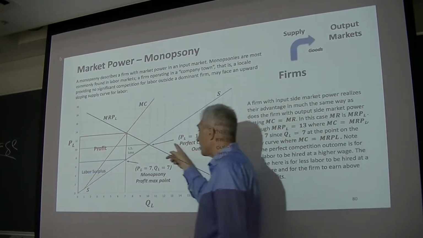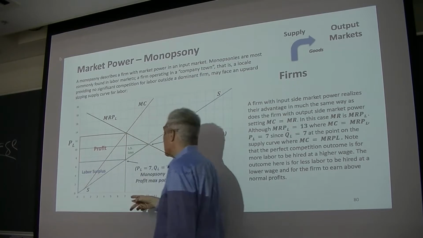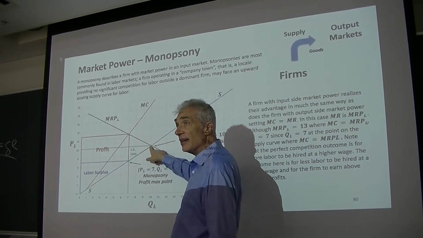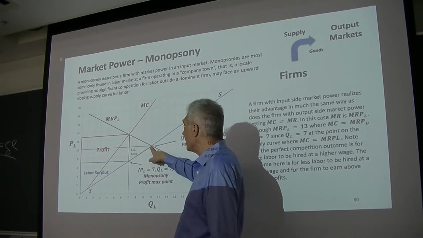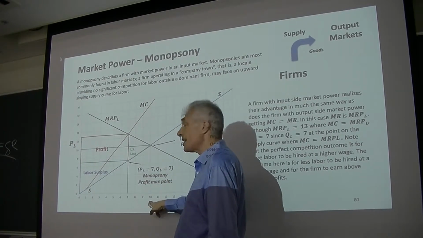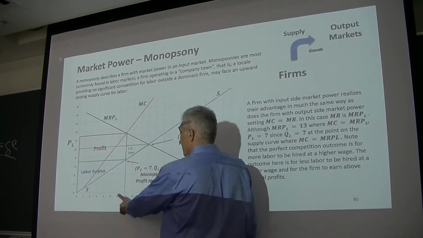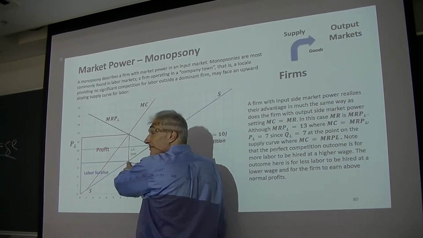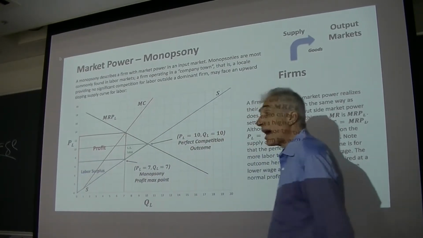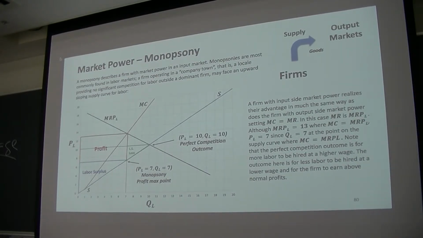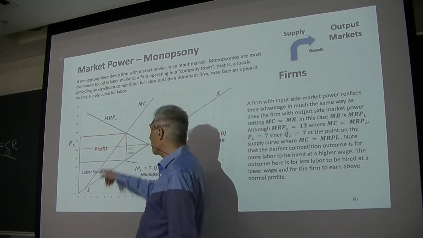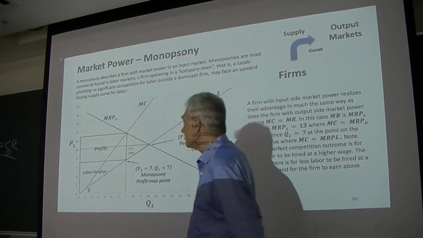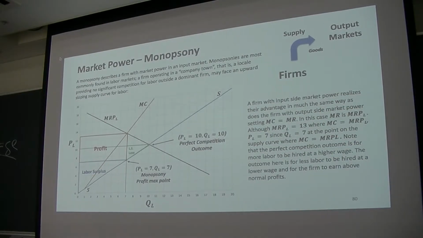So that would be the price of labor under perfect competition, it would be here. The firm would have to pay a wage of 10, and they would hire 10 units of labor. But instead, they're hiring 7, and they're only paying 7. So the wage is lower, the output is lower, but they have net profit.